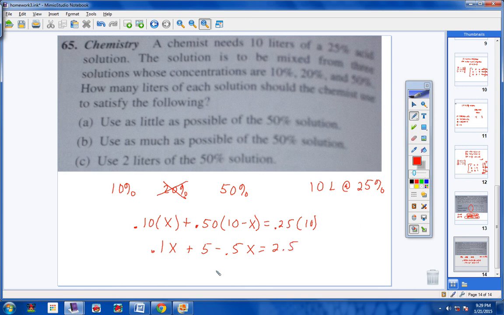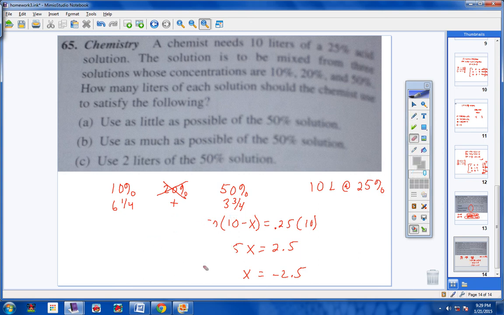Now, combine your x's, negative 0.4x. Bring your 5 over, make it negative. You get negative 2.5, okay? So I'm going to take 2.5 and divide it by 0.4. And you're going to get 6.25, or 6 1/4. So x is your 10%. So you get 6 1/4 here. So over here you're going to get 3 3/4, because 6 1/4 plus 3 3/4 gives you a total of 10. Okay. Now almost done, guys.